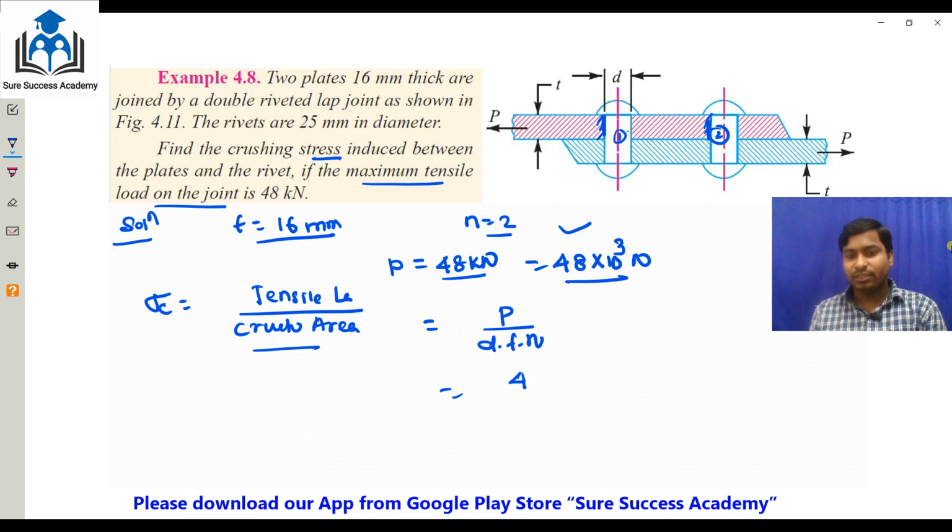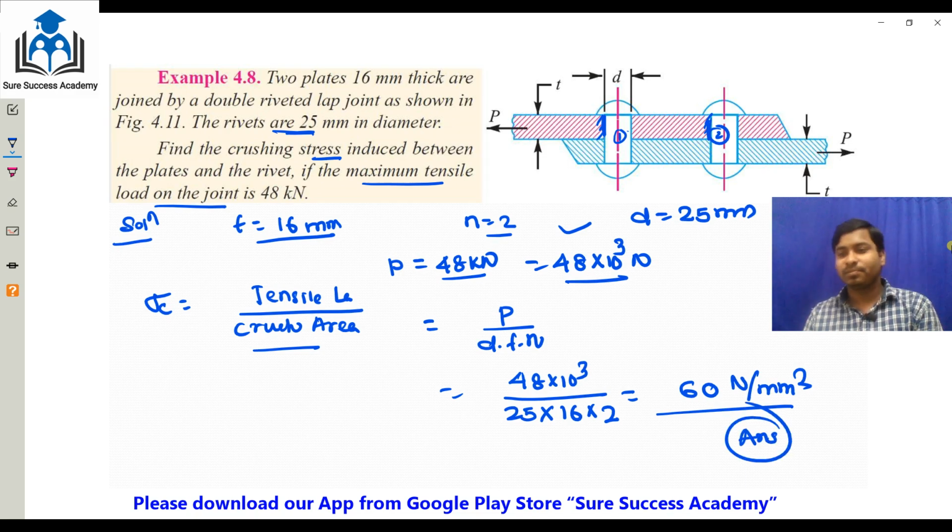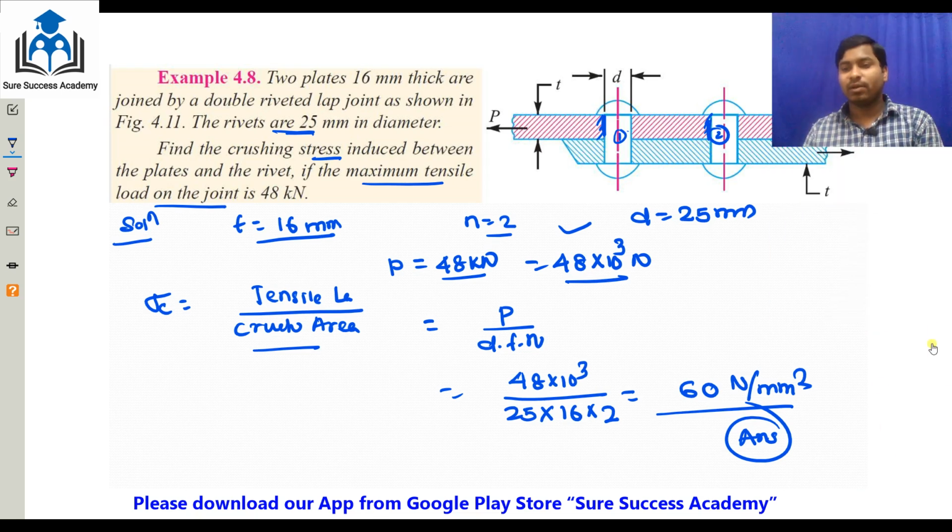So 48 into 10 to the power 3 divided by the rivet diameter, D is equal to 25 mm, and T is equal to 16 mm, into the number of rivets. How much is coming here? 60 Newton per mm square. Answer. This way we can calculate.